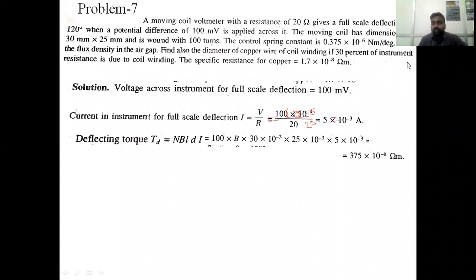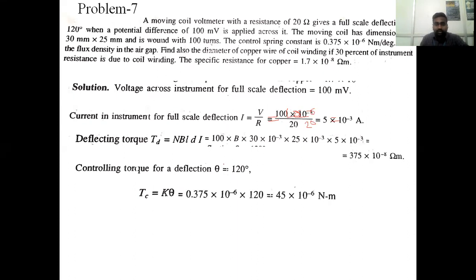Right. Okay. So after finding the deflection torque, we need to find out the maximum flux density here. The controlling torque for a deflection theta of 120 degrees is T sub c is equal to k into theta. If we substitute the value there, what is the value of T sub c? T sub c is equal to 45 into 10 to the power of minus 6.